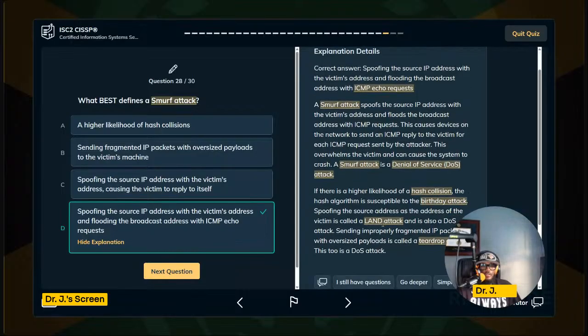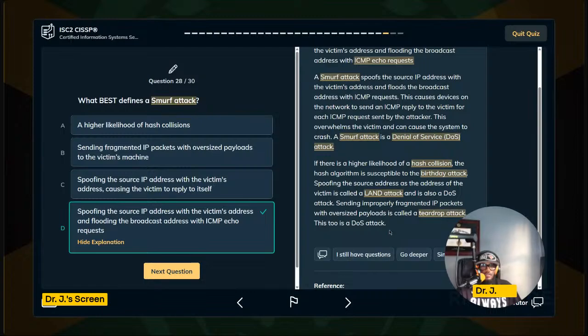I want to make sure. So, yep. Yeah, sending improperly fragmented IP packets with oversized payloads is called a teardrop attack. This too is a denial of service attack.